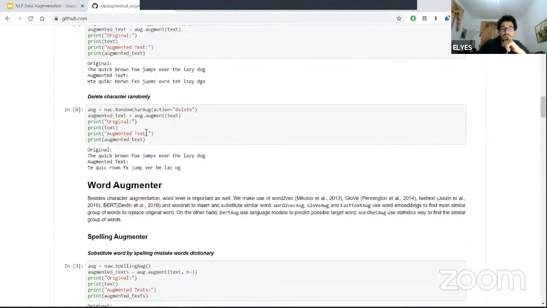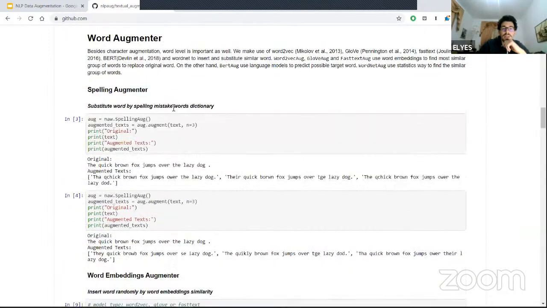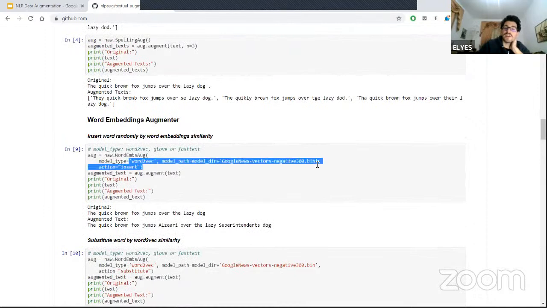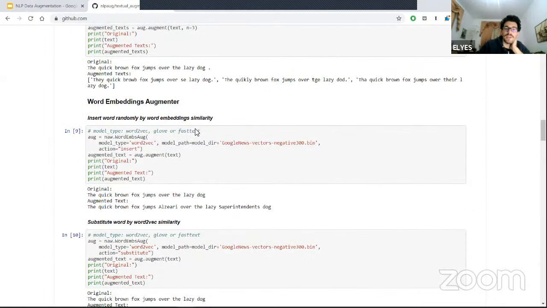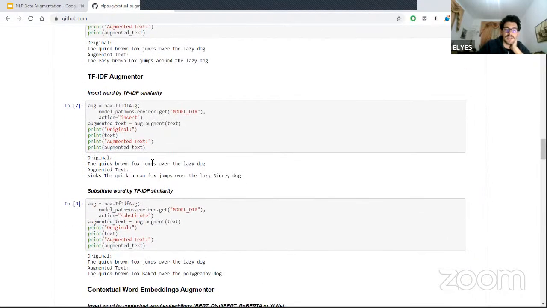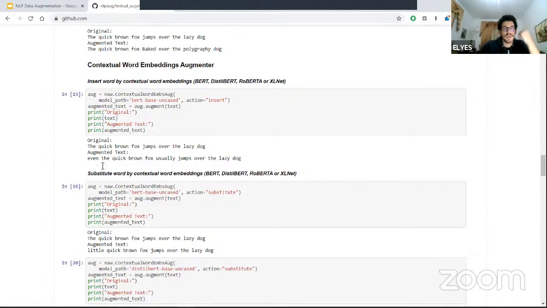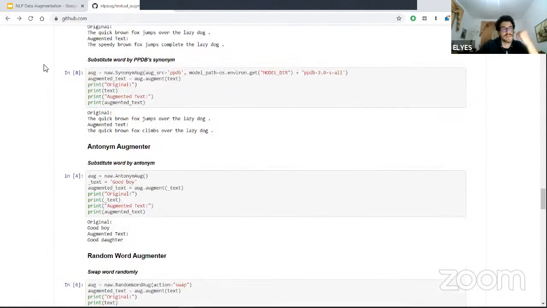We can then use the word augmenter, for example, with a dictionary. So if you have a real dictionary that you work on yourself, or for example, with word embedding, so word2vec with a pre-trained model, we can use the same thing with TF-IDF, or with a transformer like BERT and DistilBERT. You choose your transformer and you do that with the insertion of a word. So "The quick brown fox jumps over the lazy dog." Even "The quick brown fox usually jumps over the lazy dog." This is also a plausible result. There's nothing wrong with this sentence, so it's good. And you can check the rest yourself. It's an awesome library.